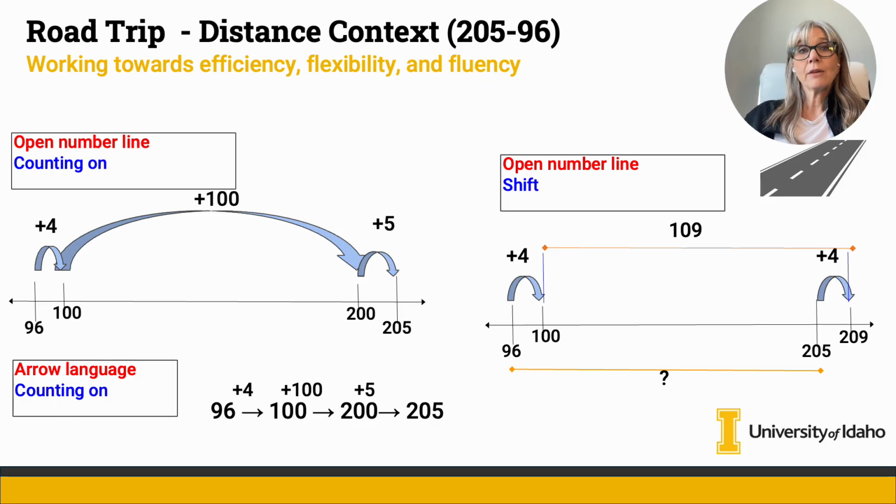Let's take a look at the road trip problem. Rather than starting at 205 and subtracting 96, most people look at the distance between the numbers. Take a moment to compare what we did here with what we just did. Where is the answer in each representation? In the takeaway model, the answer is on the number line. In the distance model, the answer is the distance between the numbers.